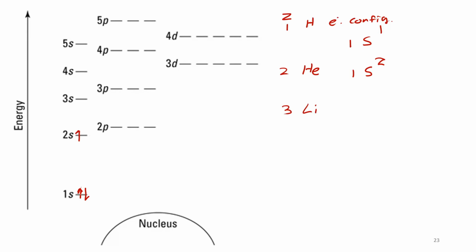So our electron configuration can be written as 1s2 and 2s1. Remember, this number tells us which energy level it is, the level, and the s tells you the orbital, and the superscript tells you about the number of electrons.